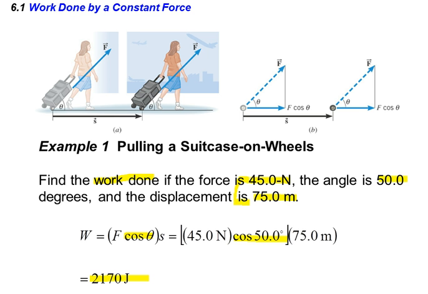One thing to note here is that we have to make sure our calculator is in degrees, not in radians. Another thing to mention is that we're just pulling this suitcase with a pretty small force, 45 newtons is not a very big force, and we get 2,000 joules. So this gives you an idea of how big a joule is. A joule, even though it's the standard unit of measure for work, is actually a very small amount of work. So we're going to get pretty big numbers here, and a lot of times we'll use kilojoules or even megajoules or gigajoules to talk about our work done.